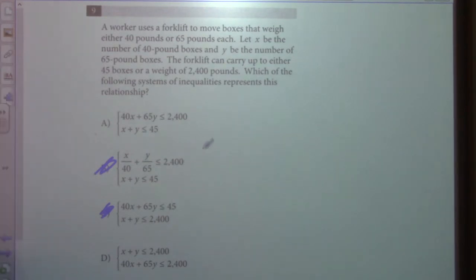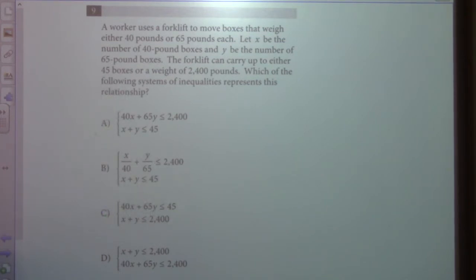It's going to be D. It's going to be A. Yeah, it's going to be A. D doesn't work, because the two inequalities are almost self-contradictory, right? They have the same 2,400. So A is going to be your best answer for that, okay?